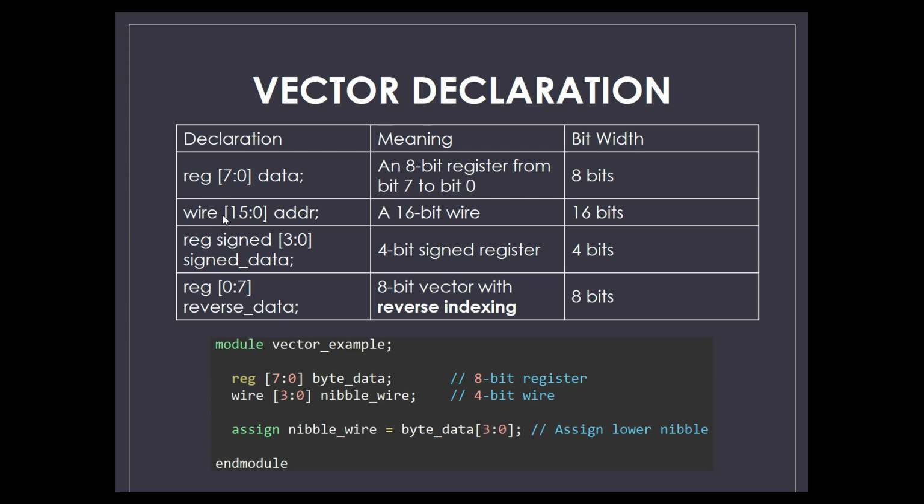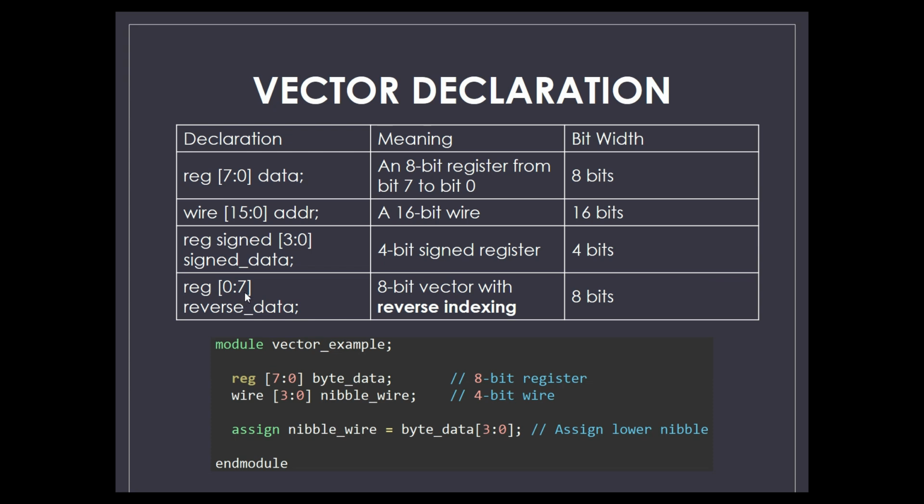Similarly, I can also declare a wire as a vector. Wire 15 down to 0 address. That means I have a 16-bit wire named address. Reg signed 3 down to 0 signed data. Also, as I mentioned earlier, by default each data type in Verilog is unsigned. To declare a variable as signed, after we declare the data type and before we declare the width, we can use the signed keyword to make any data type signed. Hence, this is a signed data of 4 bits, where the MSB of this signed data will be used to see if the whole data is signed or unsigned.